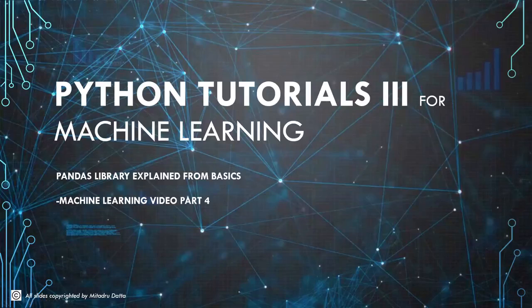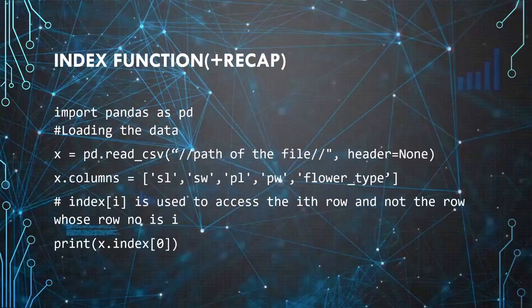So here I am in my PowerPoint mode, so let's get started quickly. So first is the index function. We'll see what we did in the previous video: import pandas as pd, and there was a file object which we referenced with pd.read_csv. Here is the path of the file, and we did header equals None, and we also did x.columns. We set the column header names as sepal length, sepal width, petal length, petal width, and the fifth column is the type of flower.